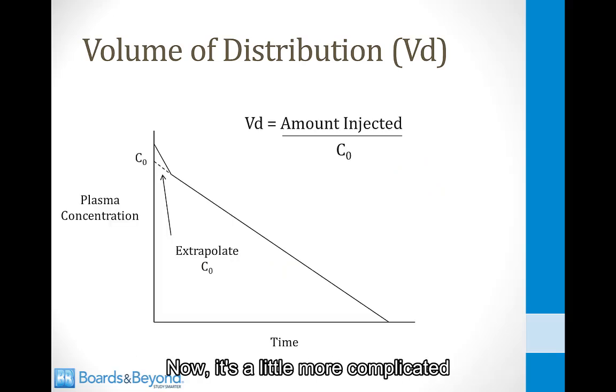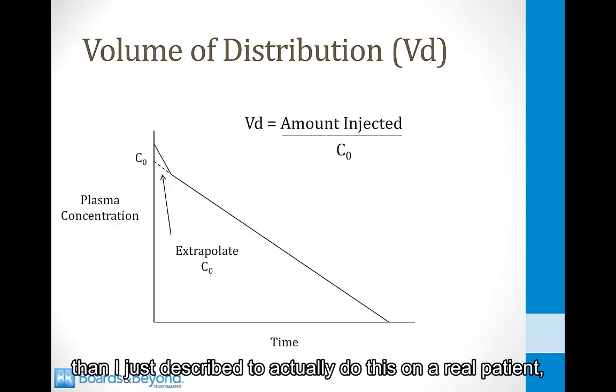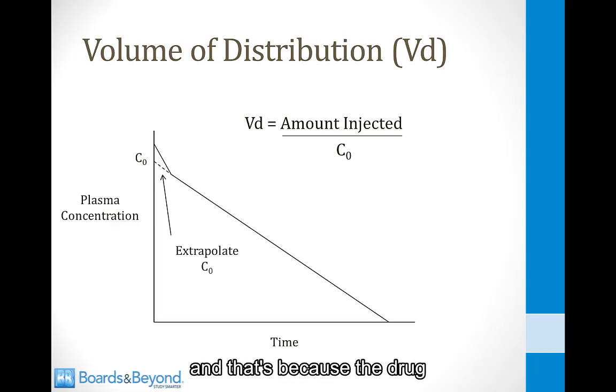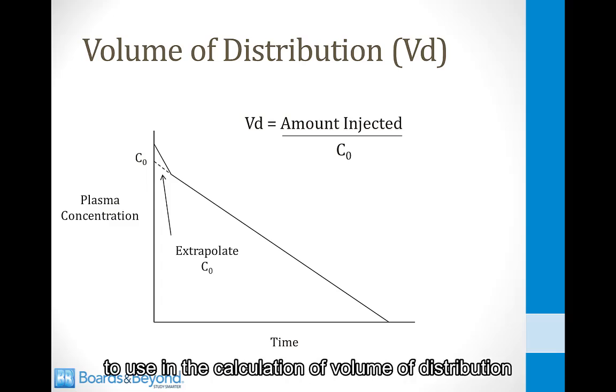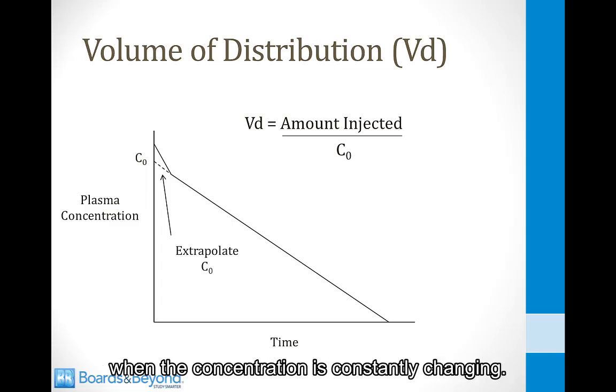Now, it's a little more complicated than I just described to actually do this on a real patient, and that's because the drug is being steadily eliminated over time. So it's hard to determine what that steady state concentration is to use in the calculation of volume of distribution when the concentration is constantly changing.